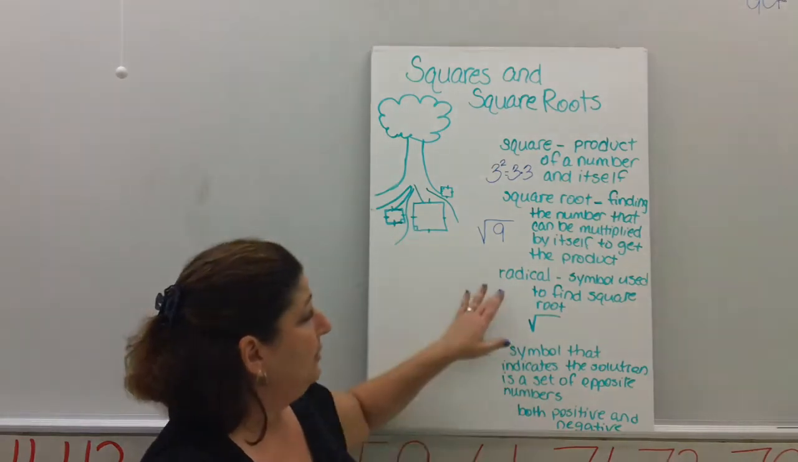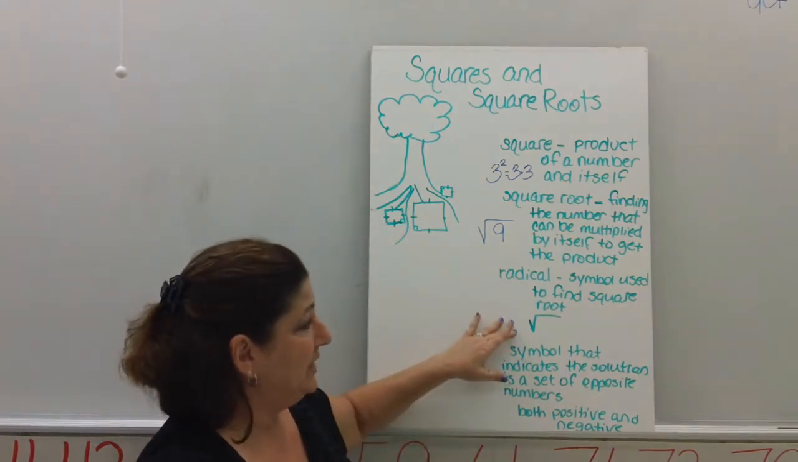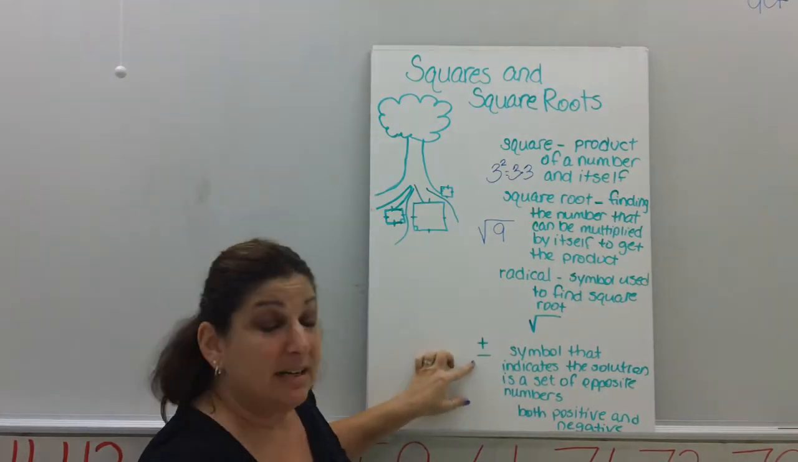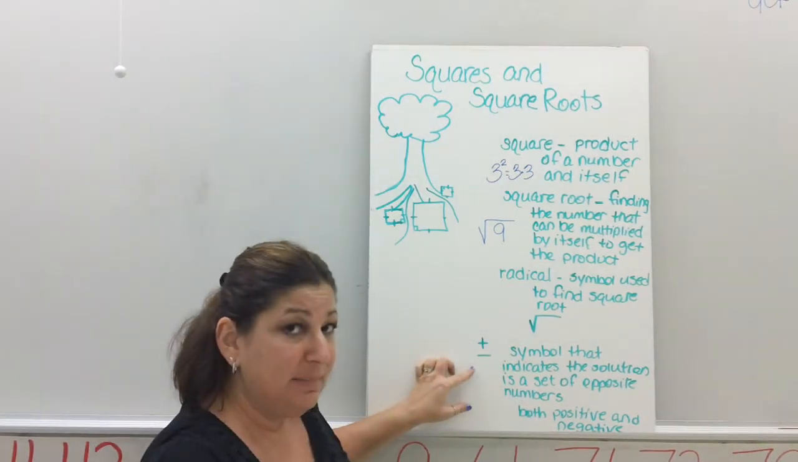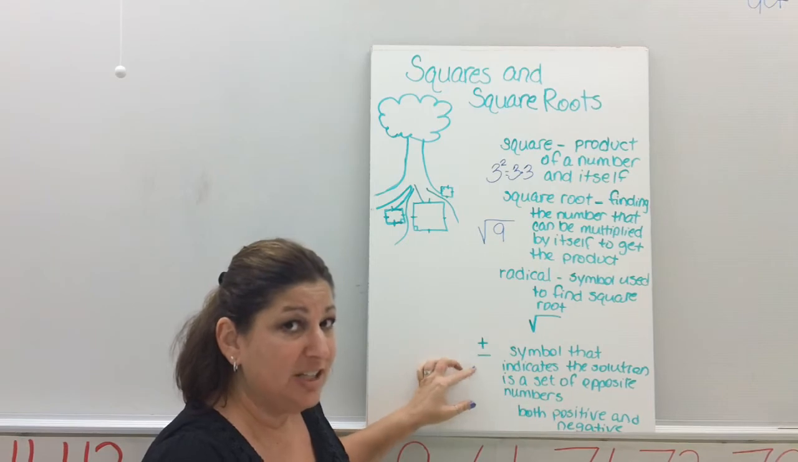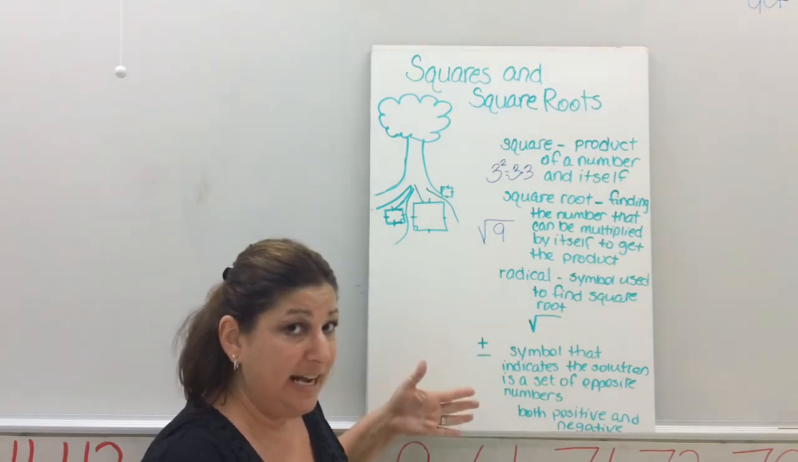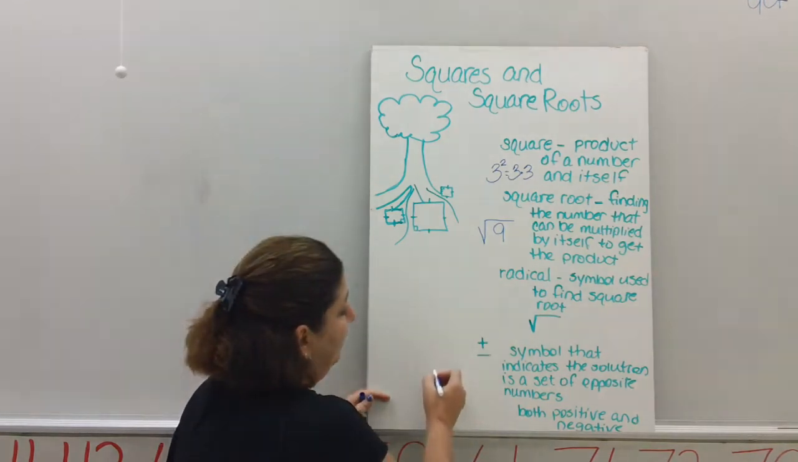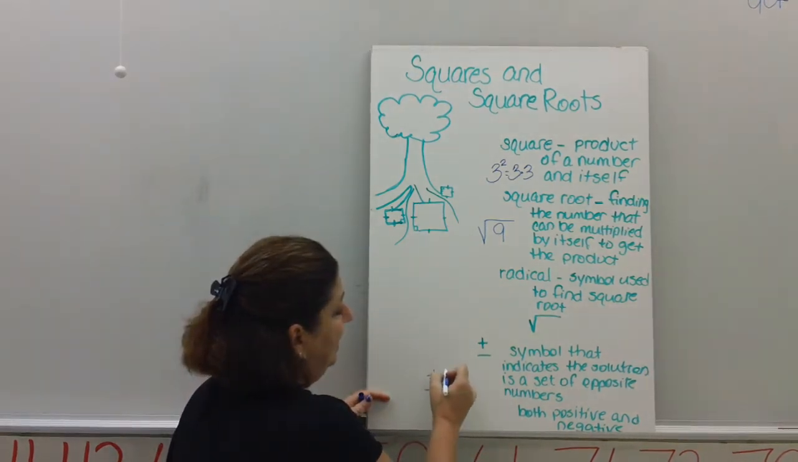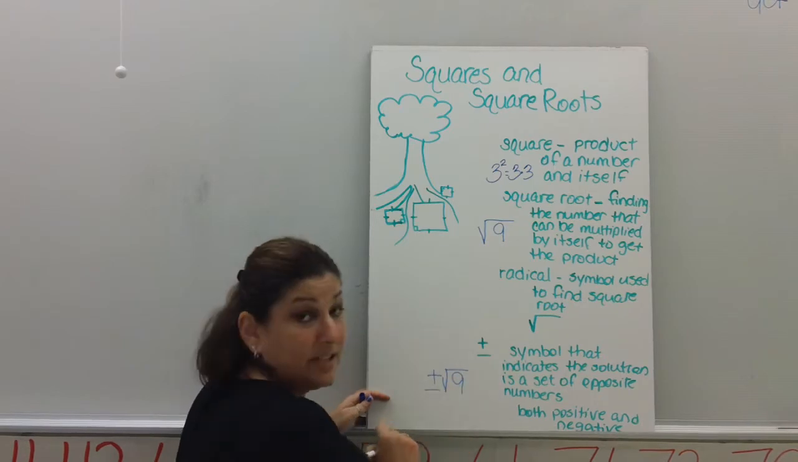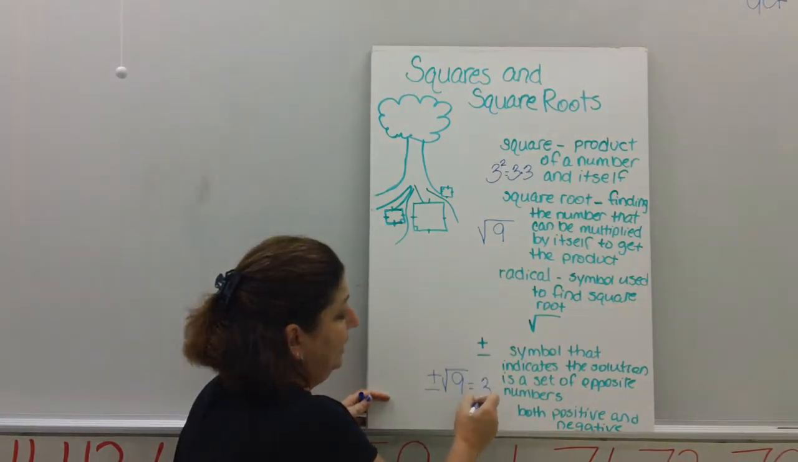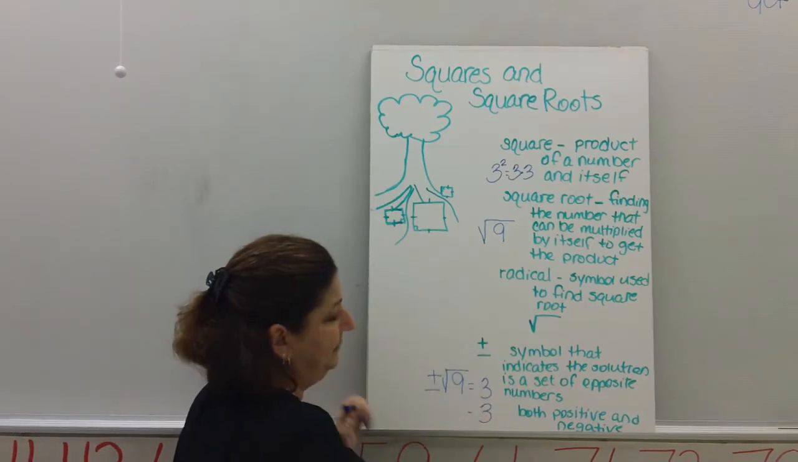A radical is the name we use for the symbol to find the square roots. Sometimes you'll see a plus-minus symbol, and that indicates that there's an answer that's both positive and negative. They're looking for both answers. So if I ask you to find the positive and negative square root of 9, the answer is 3 and negative 3.